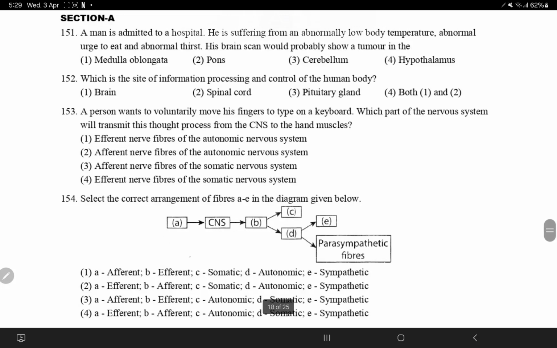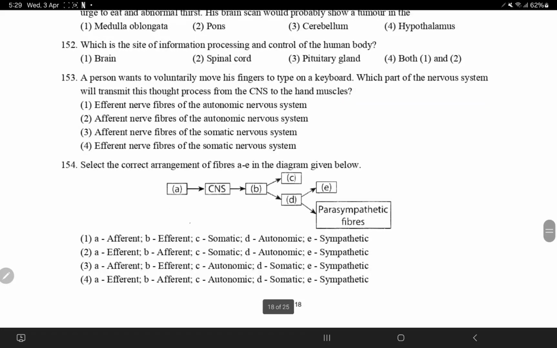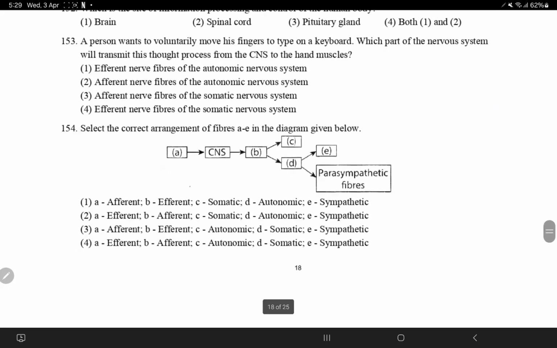Which is the site of information processing and control of the human body? Option 1, brain. A person wants a voluntary move of his fingers to type on the keyboard. Which part of the nervous system will transmit this thought process from CNS to the hand muscles? Efferent nerve fibers of the somatic nervous system. Option 4.